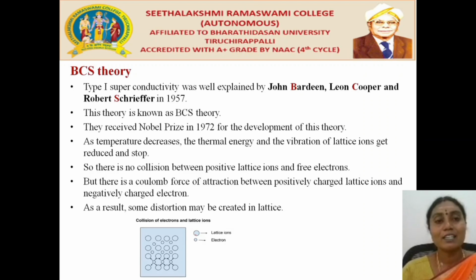Now, let us see BCS theory. Type 1 superconductivity was well explained by John Bardeen, Leon Cooper and Robert Schrieffer in 1957. This is also known as Bardeen-Cooper-Schrieffer theory or BCS theory. They received their Nobel Prize in 1972 for the development of this theory.